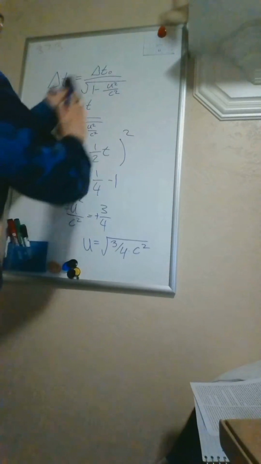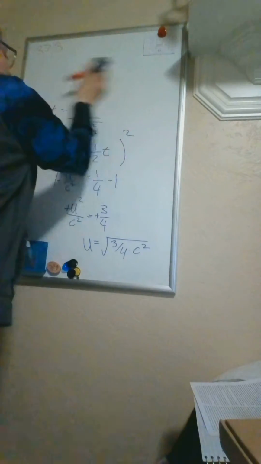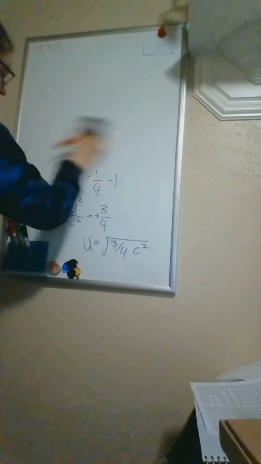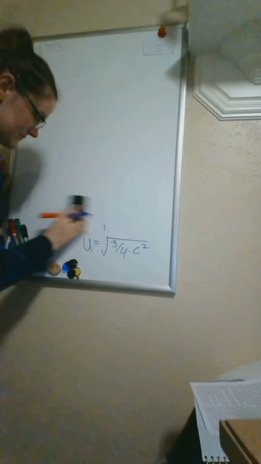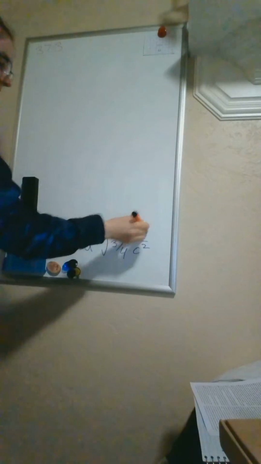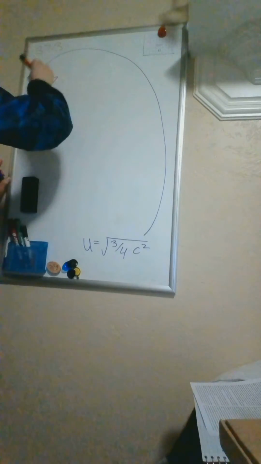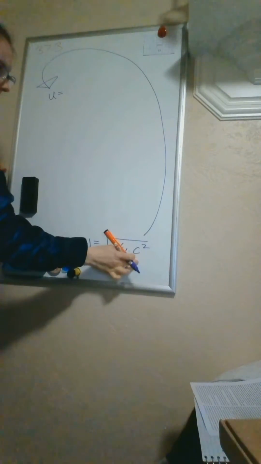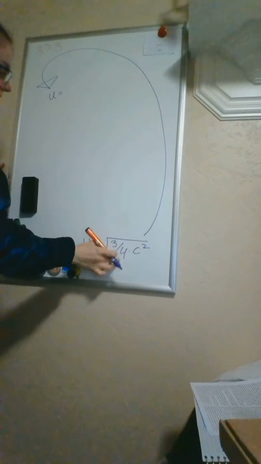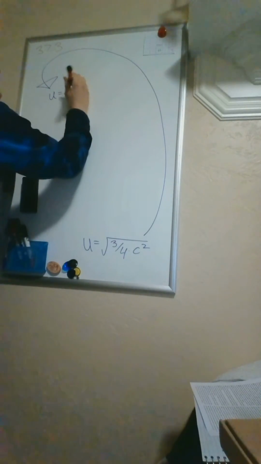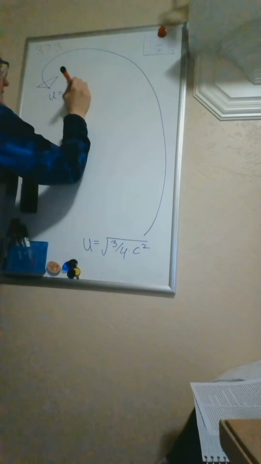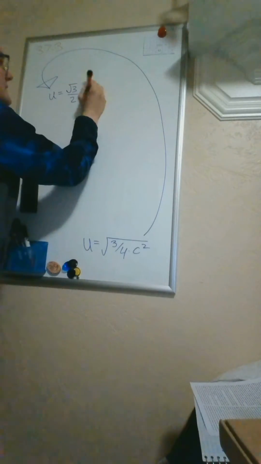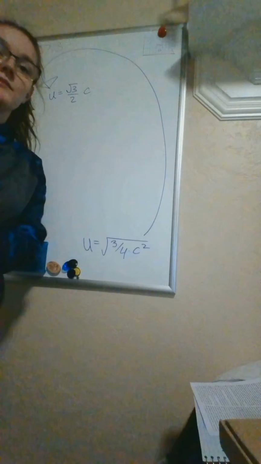Let me erase some of this. Okay, so here's where we're at. We're just going to move this around. And now we're just going to simplify for our u, which we can pull out the c squared and we can pull out the 4. So this will just be the square root of 3/2 times c. So that's what our u is equal to.